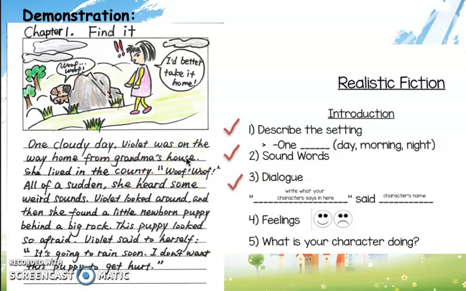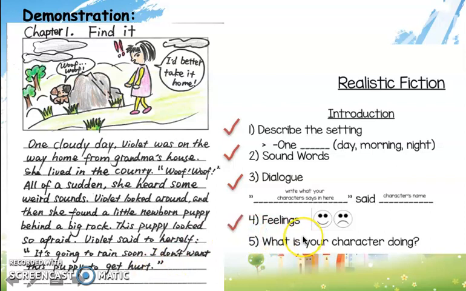You have to make your characters talk. In this sample, where is the dialogue? Where's the dialogue? Yes, here. "It's going to rain soon. I don't want this puppy to get hurt." And please don't forget the quotation marks, okay, around the talking sentences.